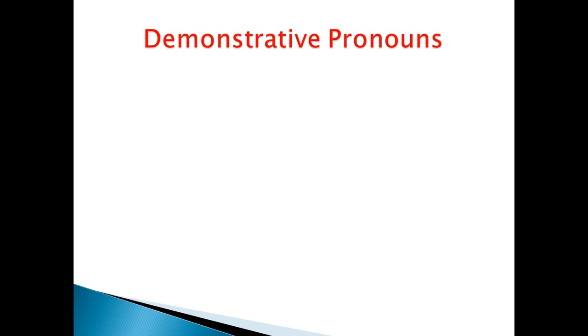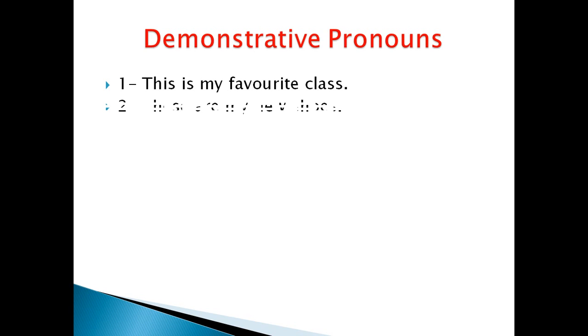To point at it. So through the examples we have here: This is my favorite class. Grade 6, of course. Which one here is the demonstrative pronoun? This. Wonderful. These are my new shoes. Which one is the demonstrative pronoun here? These. Wonderful. So this singular, these plural.